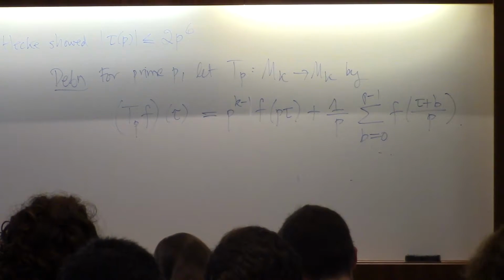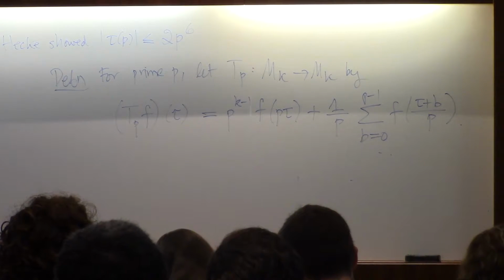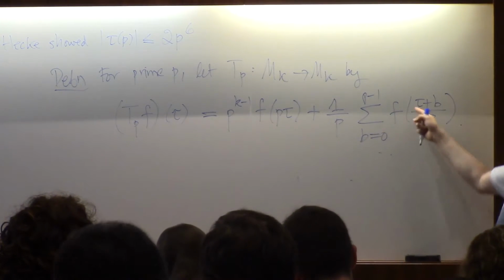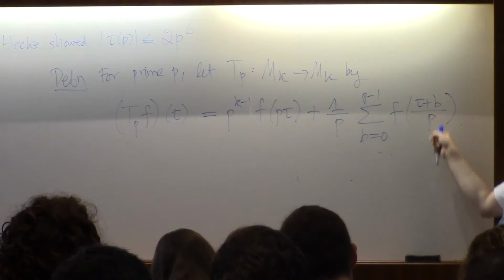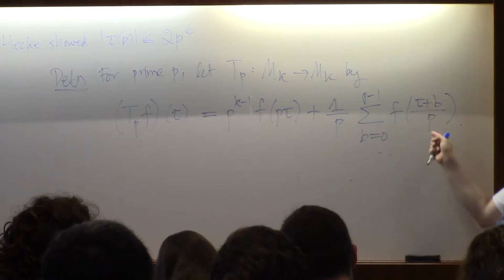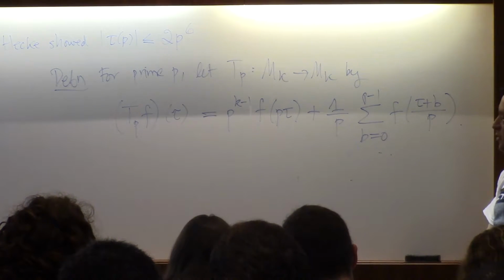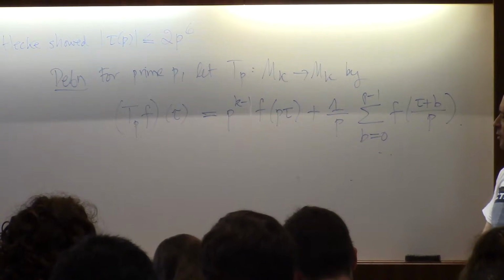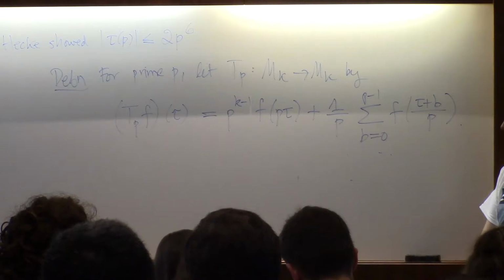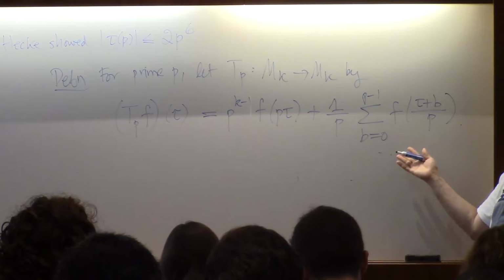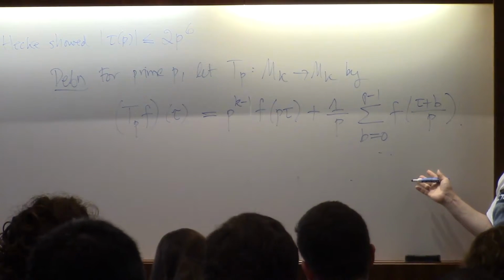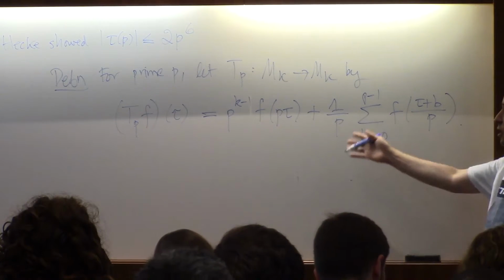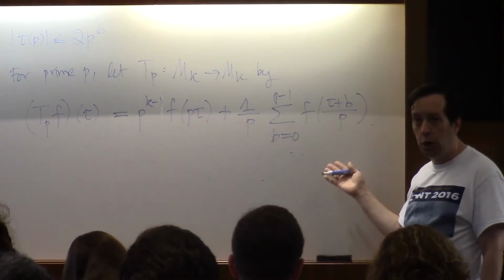And T_p f is this linear combination of functions: f of p tau, f of tau over p, f of tau plus 1 over p, tau plus 2 over p, and so on, up to tau plus p minus 1 over p. So it's this linear combination coming from your original modular form f. This is clear. This is a little finite sum. This is obviously holomorphic on the upper half plane. It's not obvious this is a modular form, but it's obviously holomorphic.